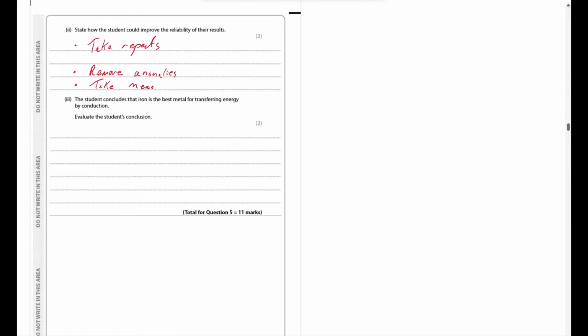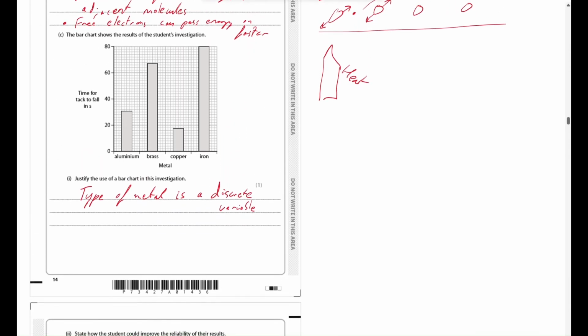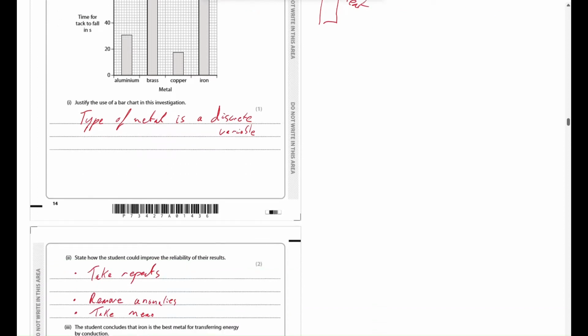Okay. The student concludes that iron is the best conductor. Well, iron takes the most amount of time. If you remember the experiment, it's all about which tack falls off fastest. So no, the student is wrong.